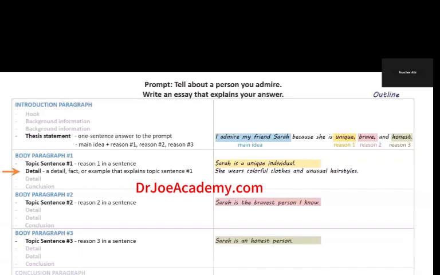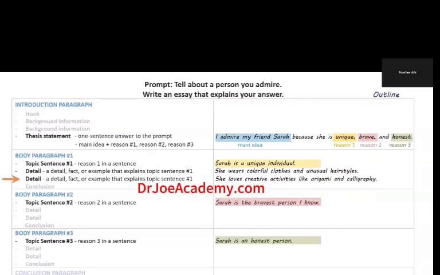Do you see how that detail explains what I mean in my topic sentence? Not everyone wears colorful clothes and unusual hairstyles. That's a little different, and it makes Sarah unique. Let's add detail sentence 2. She loves creative activities like origami and calligraphy. Again, those activities are not activities that everyone in the world loves. So that sentence explains to the reader another way that Sarah is unique.